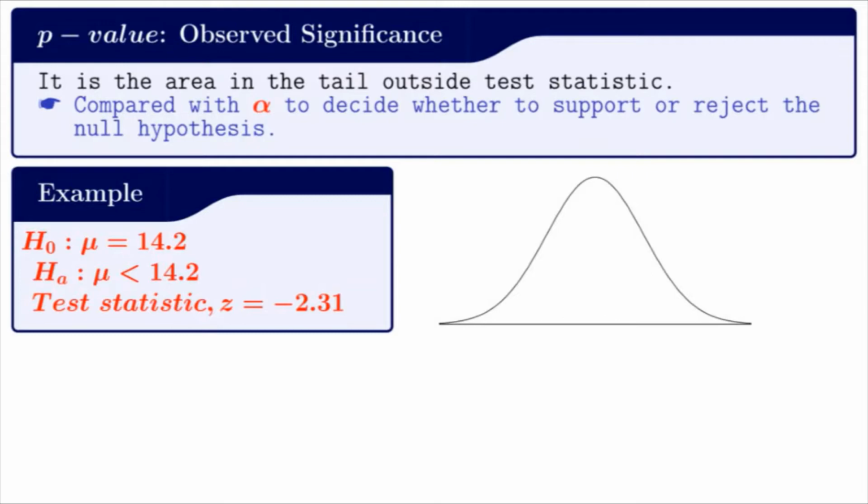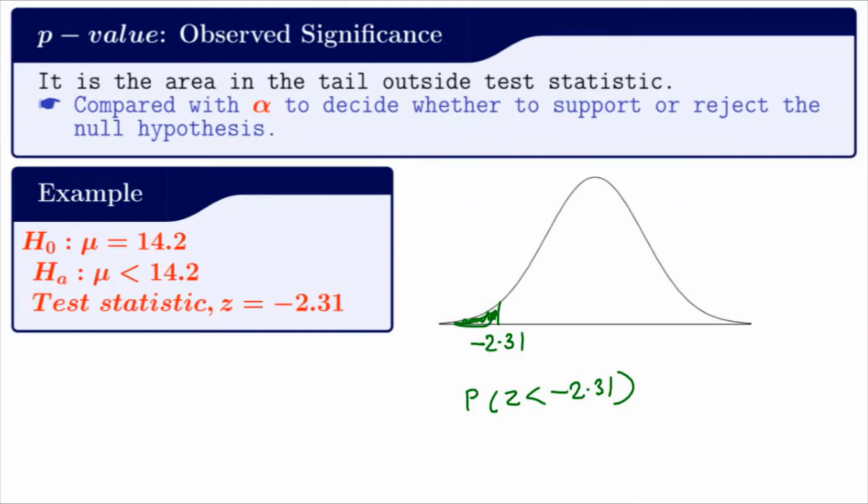So let's look at this example here. In this example, we have a lower-tailed test as the alternate hypothesis has a less than sign. The test statistic is given to be negative 2.31. So the p-value is the area to the left of negative 2.31, this area here, which means the probability of z less than negative 2.31. To find this area, we can use a Z-table, Excel, or a TI calculator.